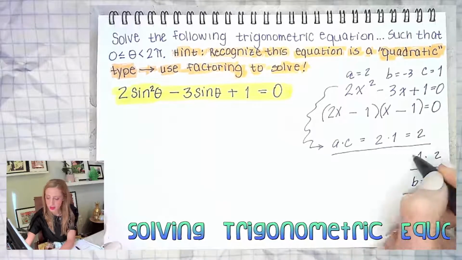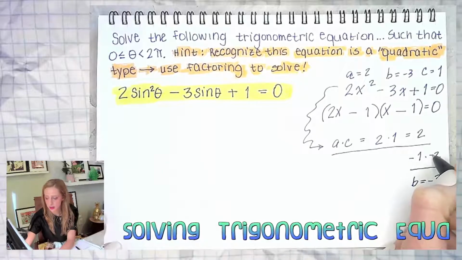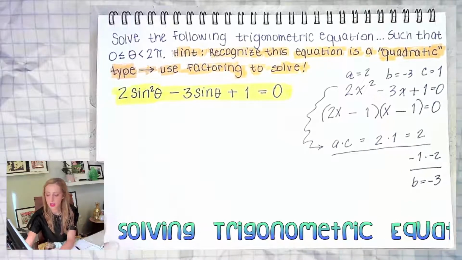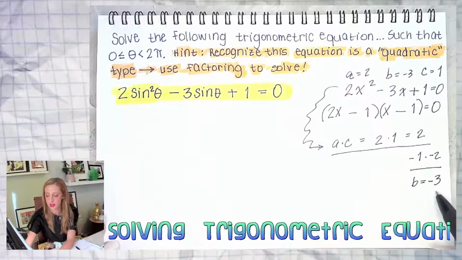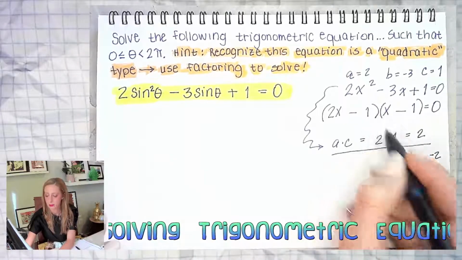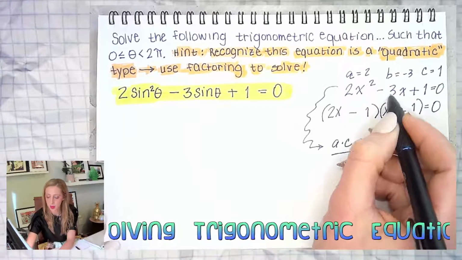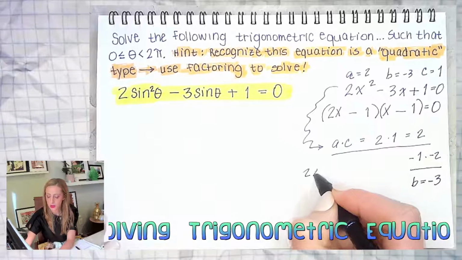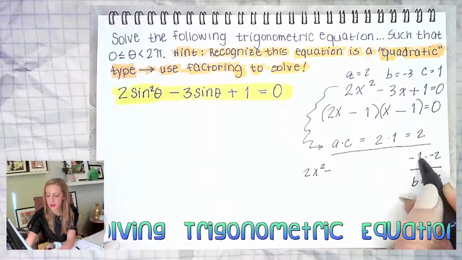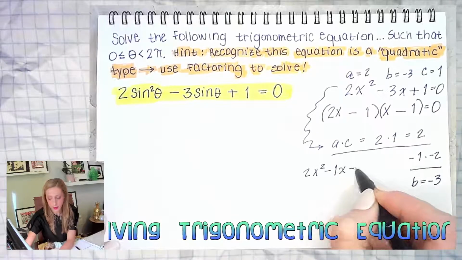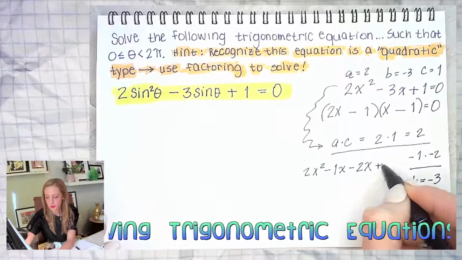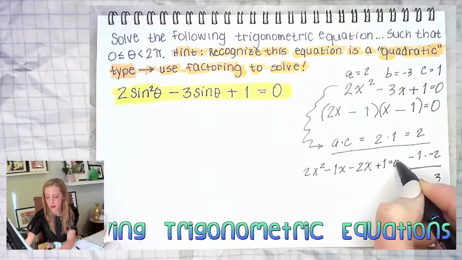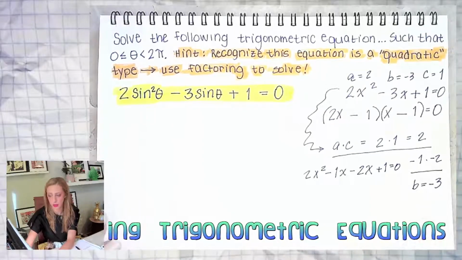Then you figure out the signs, S-I-G-N-S. -1 and -2 will work out. Multiply, +2, add them together, -3, all good. Then I use those two numbers to split up my middle term: 2x squared minus 1x minus 2x plus 1. And again, it equals 0, so we don't want to lose our equal sign ever.